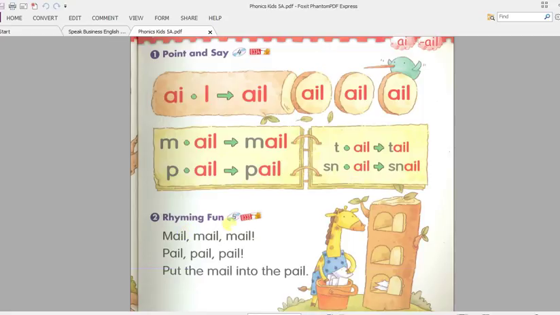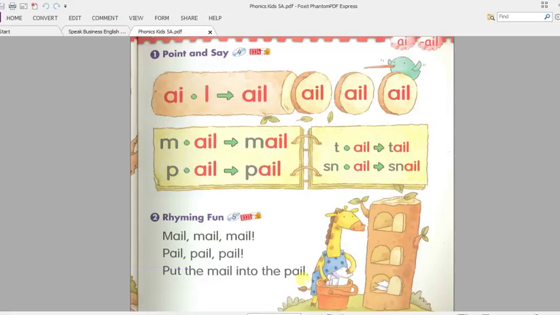Aside from that, we have here male, pale. Put the male into the pale. So as you can see here, in the third line, put the male into the pale. So you can ask your student to keep on repeating that sentence.